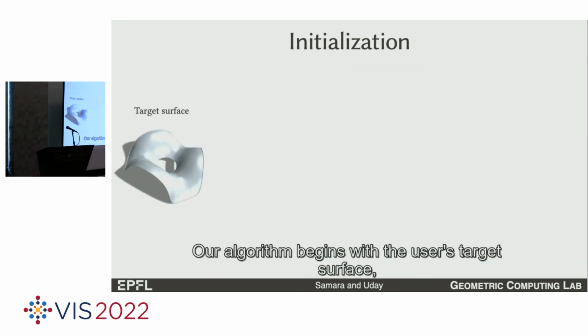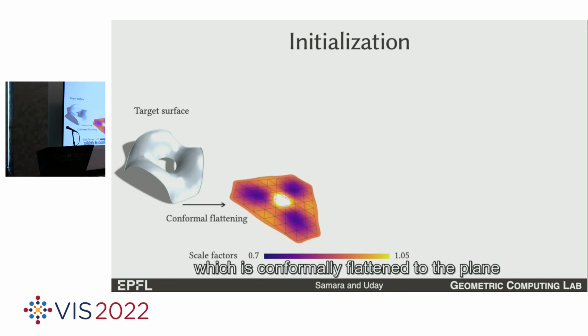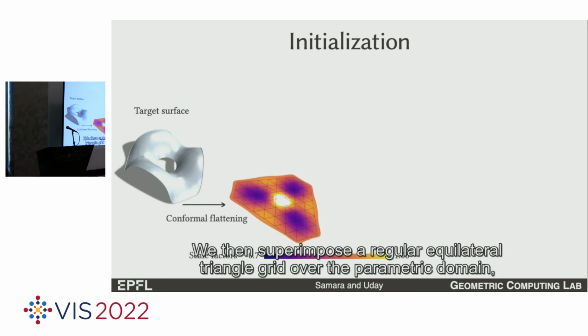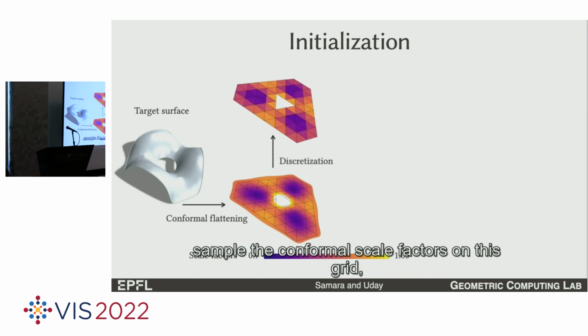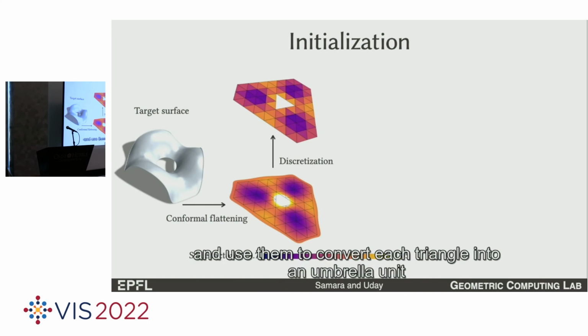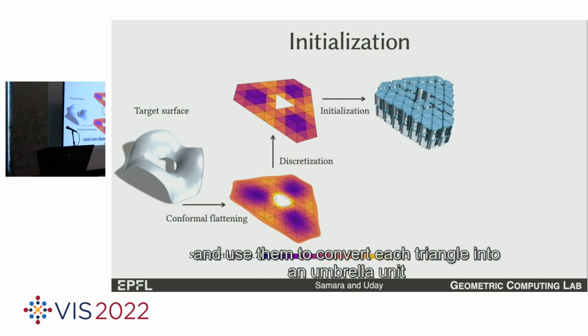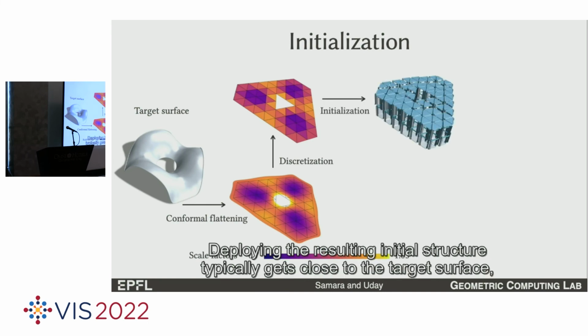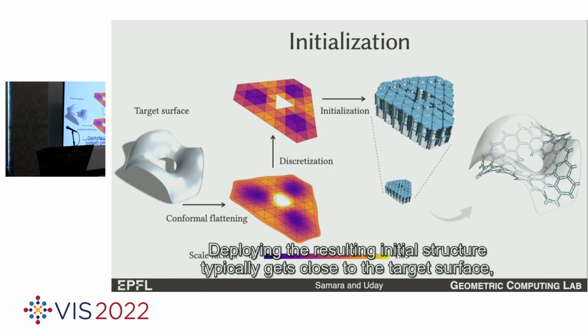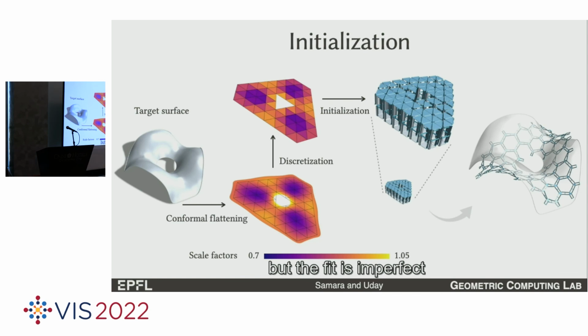Our algorithm begins with the user's target surface, which is conformally flattened to the plane. We then superimpose a regular equilateral triangle grid over the parametric domain, sample the conformal scale factors on this grid, and use them to convert each triangle into an umbrella unit. Deploying the resulting initial structure typically gets close to the target surface, but the fit is imperfect.